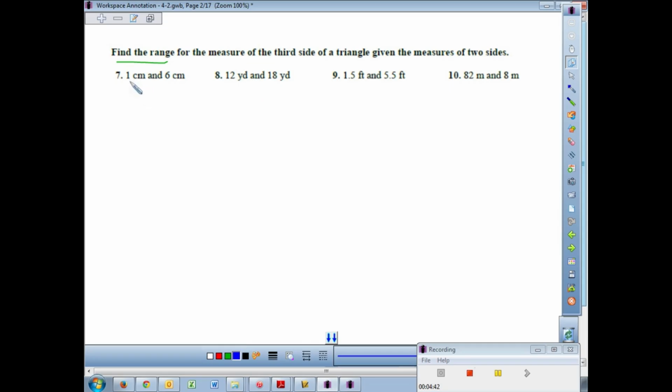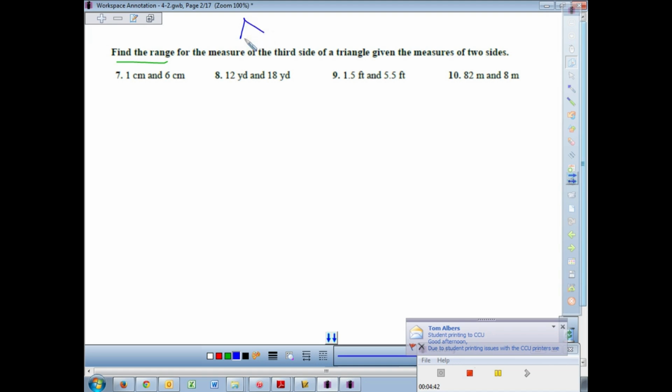For number 7 right here, they got side lengths of 1 and 6 on a triangle. So here's a rough sketch of a triangle right there. You know one side is 1 centimeter long and the other one is 6 centimeters long, correct? They're saying, what's possible for this other one? Would any number in the world work for that guy? No. So which numbers don't work?